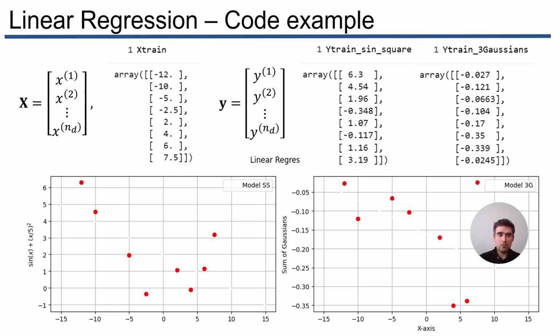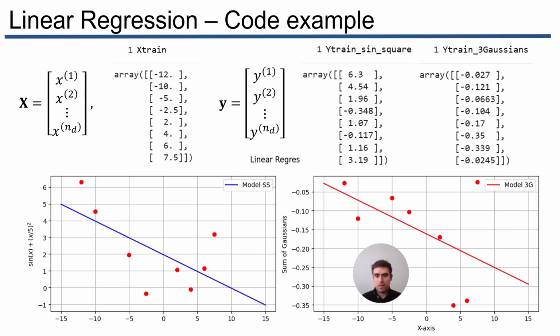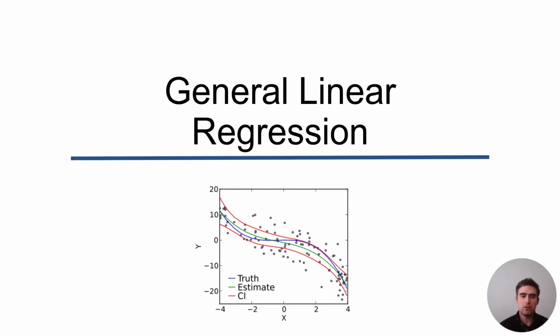Okay, so how does this look? We've taken this X and Y and we've done it twice, one for each of the functions. And we see that, of course, we're fitting a line to something that is definitely not linear. So this works as long as our data is linear. However, what we can do is look at something called general linear regression. And this is going to be the last thing that we're going to be seeing today.